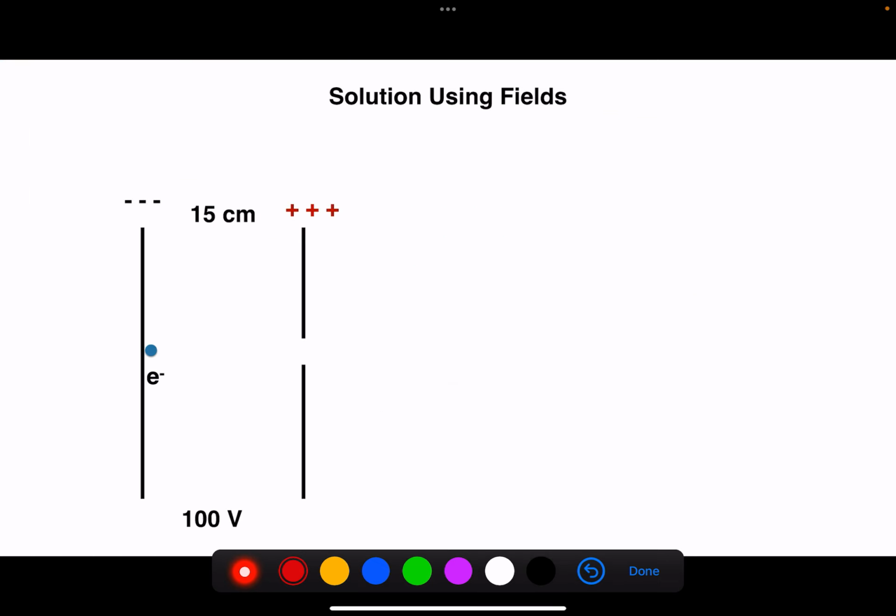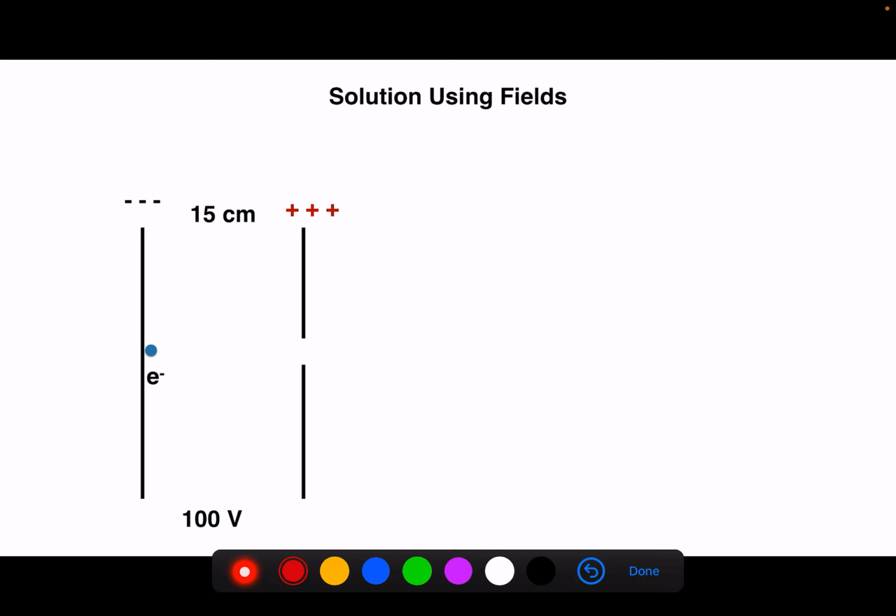All right, so why don't you draw this out? We'll try to accelerate an electron using 100 volts with a gap of 15 centimeters. Again, you'll see a small hole in the positive plate so the electron can fire right through that hole.